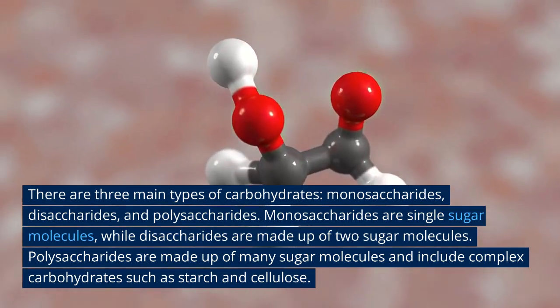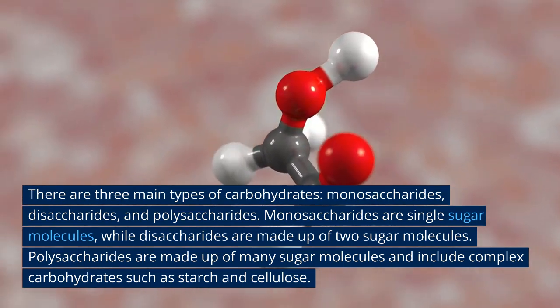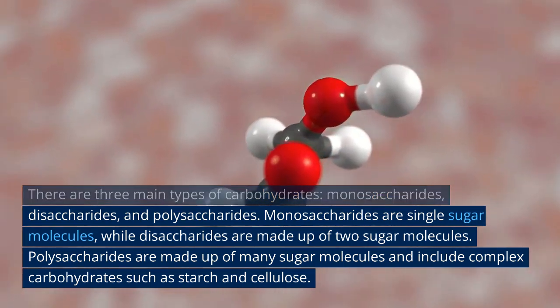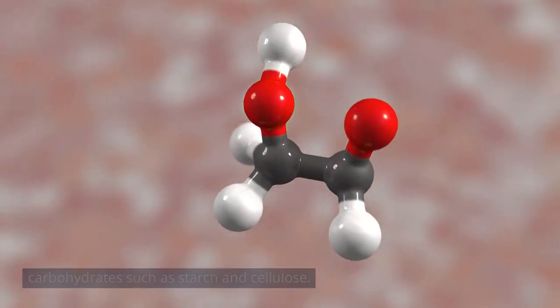Monosaccharides are single sugar molecules, while disaccharides are made up of two sugar molecules. Polysaccharides are made up of many sugar molecules and include complex carbohydrates such as starch and cellulose.